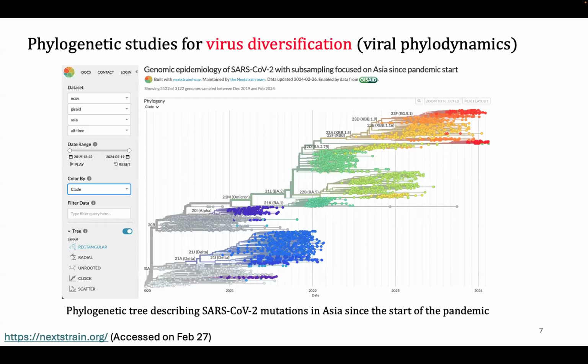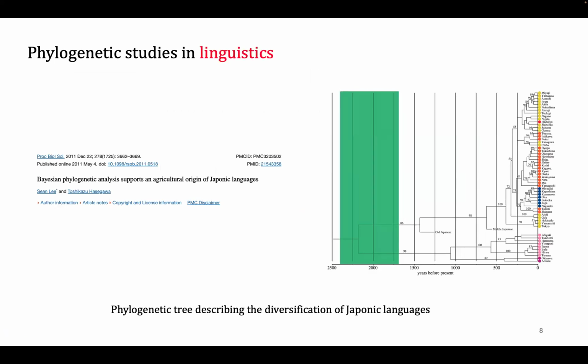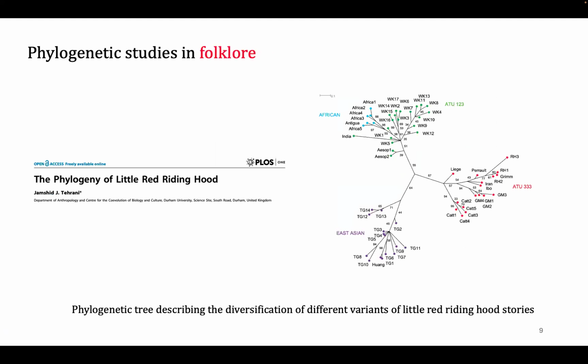There are also some non-obvious applications for phylogenetic studies. For example, over here you have the application of phylogenetics in linguistics. This research describes diversification of Japonic languages in Japan. You can also use phylogenetics in folklore. You have this phylogenetic tree that describes diversification of different variants of the Little Red Riding Hood stories. So you can see that there are various applications for using phylogenetic trees.